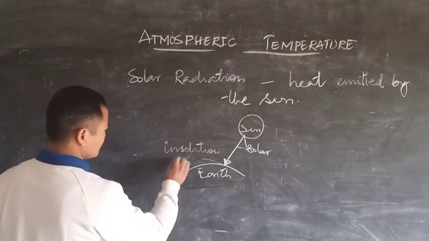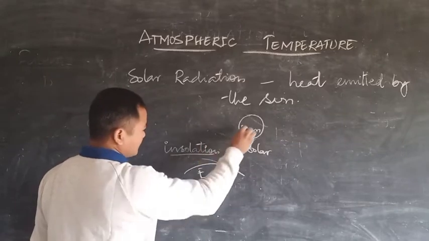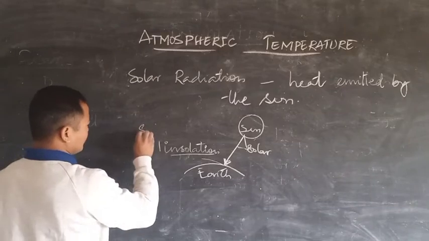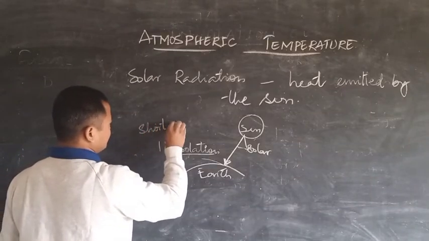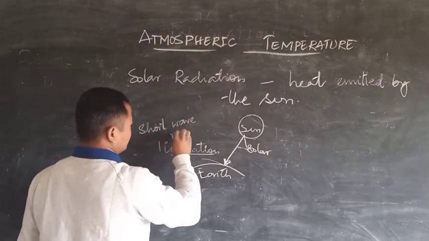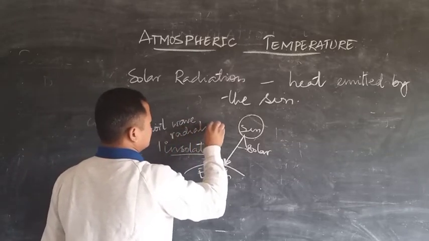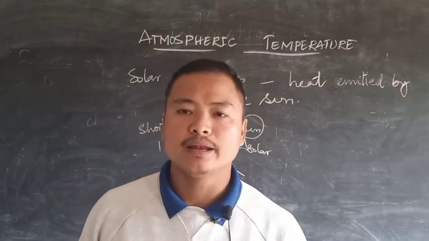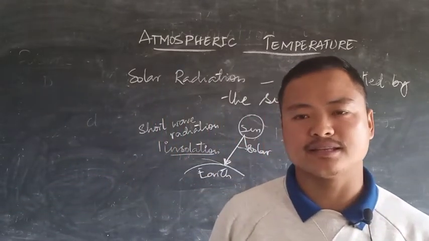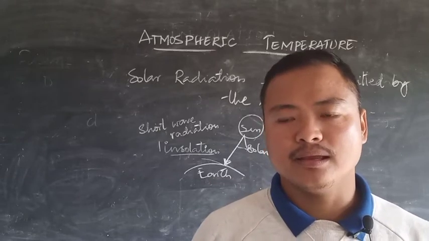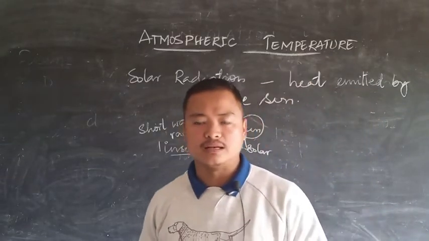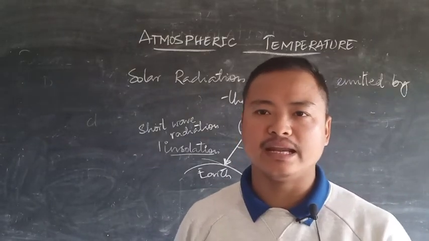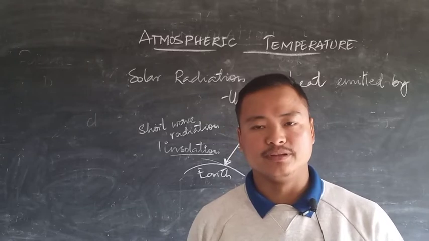Now this insolation, or the incoming rays of the sun, is also known as short wave radiation. As it covers a shorter distance, we call it short wave radiation. There are also different factors that affect insolation, and not every amount of the heat energy radiated from the sun reaches the earth's surface.